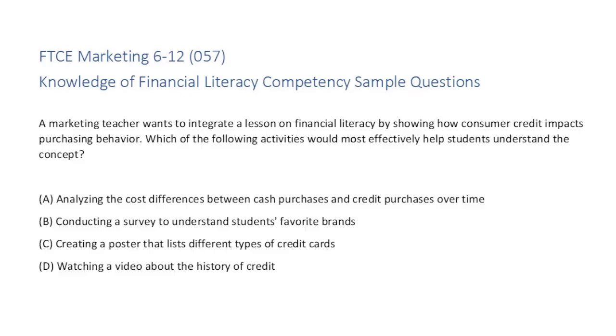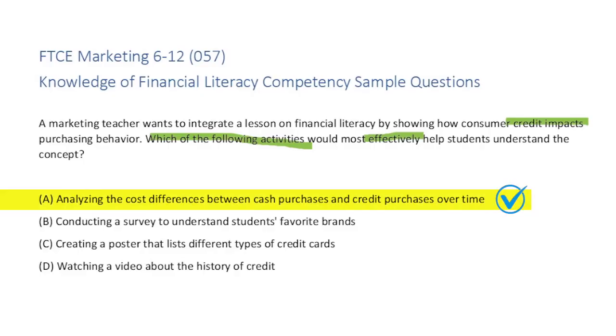Let's refer back to our question to be sure that we fully understand what it's asking. They want to know which of the following activities would be most effective at helping students understand the concept of credit impacts. Analyzing the cost differences between cash purchases and credit purchases over time would help students understand the financial implications of using credit, such as the interest rates and long-term costs, which are key components of financial literacy. Surveying students to determine their favorite brands, creating a poster of different credit cards, and watching a video about the history of credit are useful activities. However, the most effective activity would be answer choice A, which is analyzing the cost differences between cash purchases and credit purchases over time.